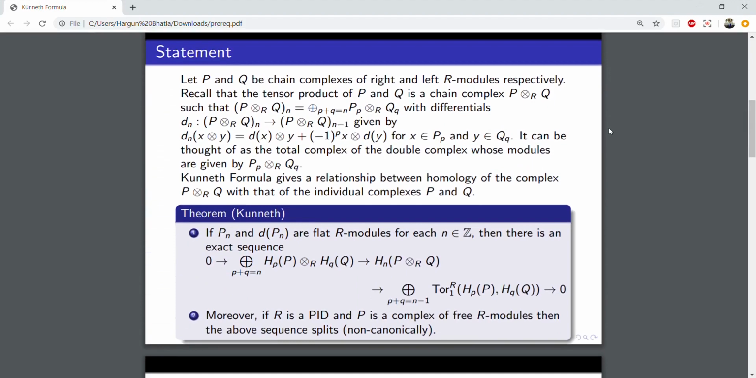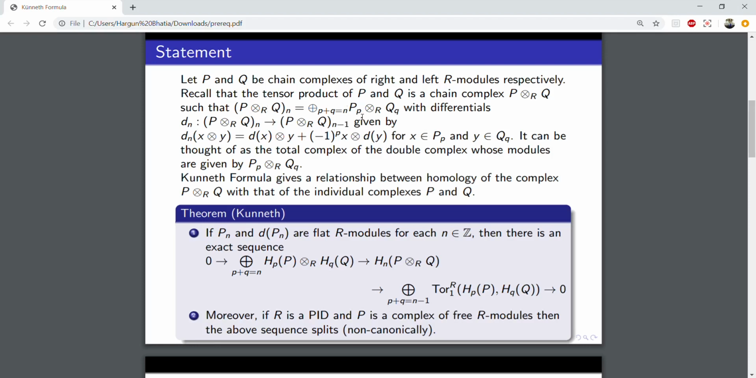First of all, recall the notion of tensor product of two chain complexes. If I have two chain complexes P and Q of right and left R-modules, I can take their tensor product, and this tensor product chain complex is P tensor Q. The nth component is the direct sum over p plus q equal to n of P_p tensor Q_q. To define the differentials, you have to define a map from this to this.